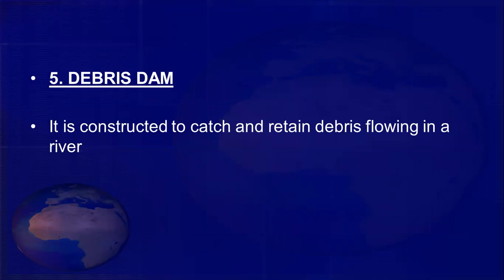Then debris dam, it catches the various silts, then gravels, then various sediments. So to collect all these things, a small dam is made, that is the debris dam. So the main function of this debris dam is to collect the silt, sediment, gravels, which flow with the water. So this type of material gets saturated in the debris dam, and after that, that dam is cleaned and that material is collected. So this is the main purpose of this debris dam.